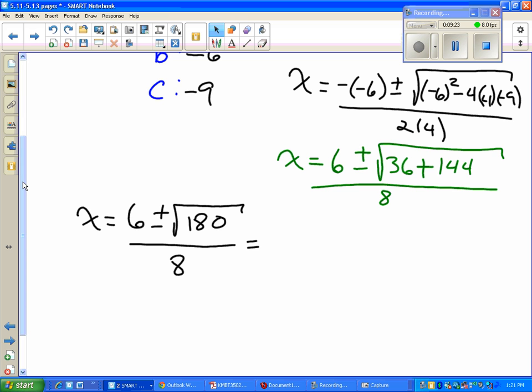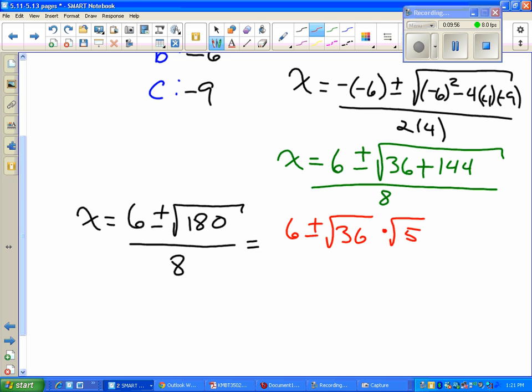What do you do now? Is there a perfect square? Is 180 a perfect square? No. Is there a perfect square that divides into 180? Yes. What is it? 36 times 5 is 180. What's the square root of 36? 6.